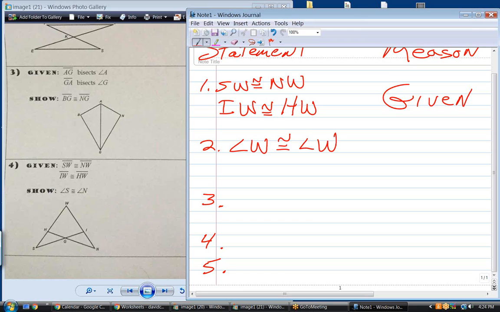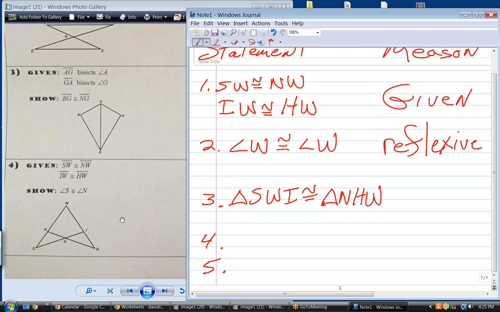It seems a little silly, and it's annoying that you have to do this, but especially when you're doing a two-column proof. What's the reason again? Something equal to itself is always reflexive. I've been seeing a lot of that lately. Almost every problem that I've been looking at has a reflexive property to it. So now we've got two lines and an angle. So we should be able to say that triangle SWI is congruent, hopefully, to triangle NHW. But is it, and why?